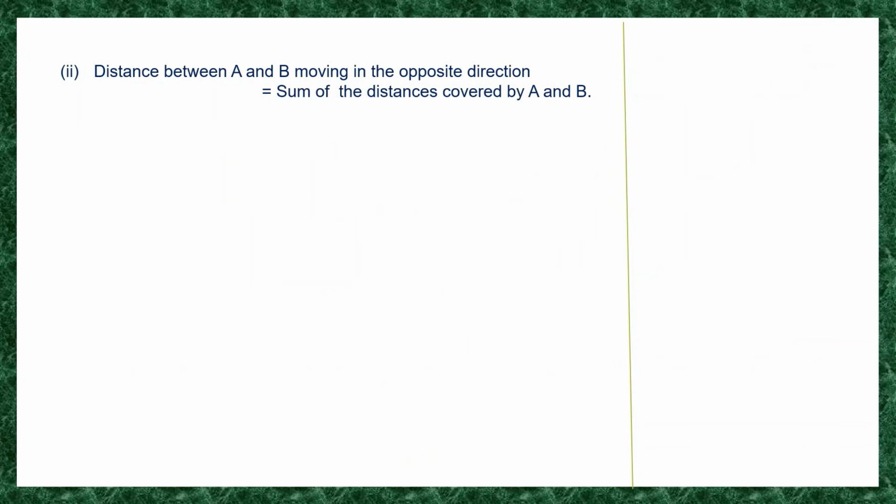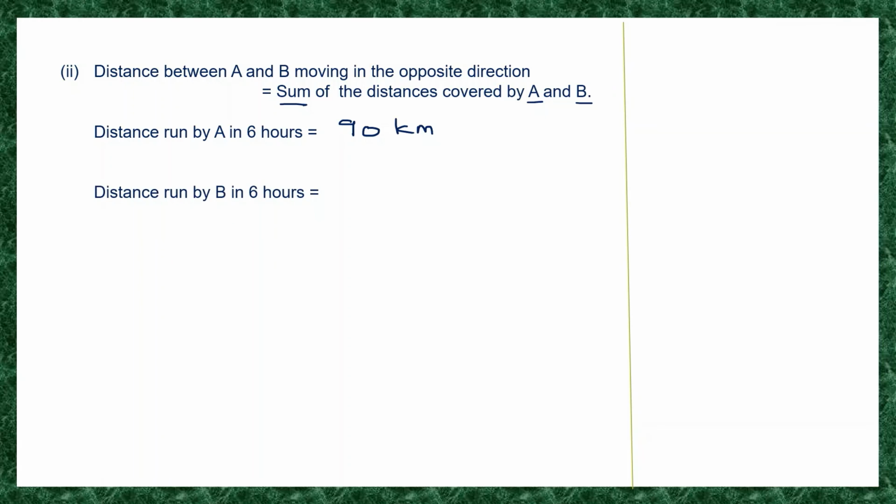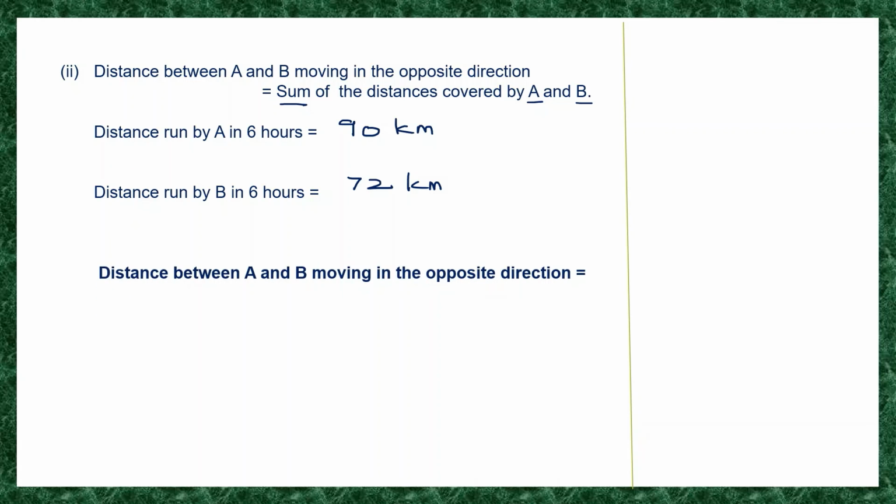Now we have to find the distance between A and B moving in the opposite direction. So here we have to add. We have to find the distance covered by A, the distance covered by B, and add. Now the distance run by A in 6 hours, we found out it is 90 kilometers. And then we found the distance run by B in 6 hours to be 72 kilometers. Since they are running in the opposite directions, we have to add their distances. So here distance between A and B moving in the opposite direction will be 90 kilometers plus 72 kilometers.